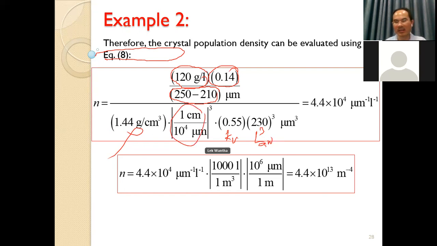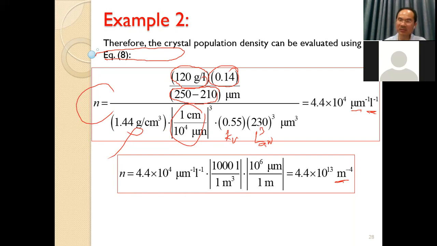We convert micrometer to centimeter, and then you get N equal to 4.4 multiplied by 10 to the power 4 number per micrometer per liter. Also you can convert the liter and micrometer to the same length unit in meters. You know, right? 1 cubic meter equals 1,000 liters.